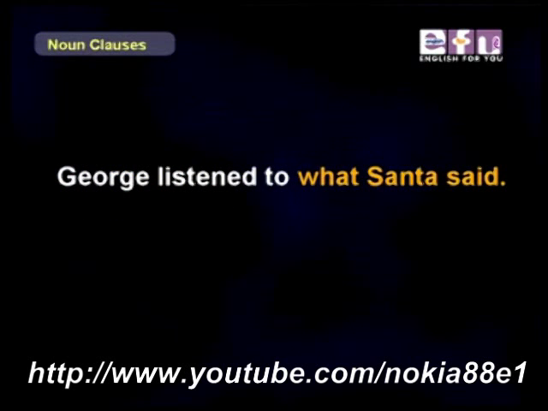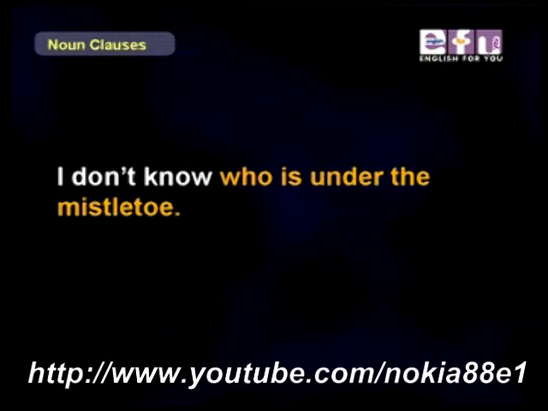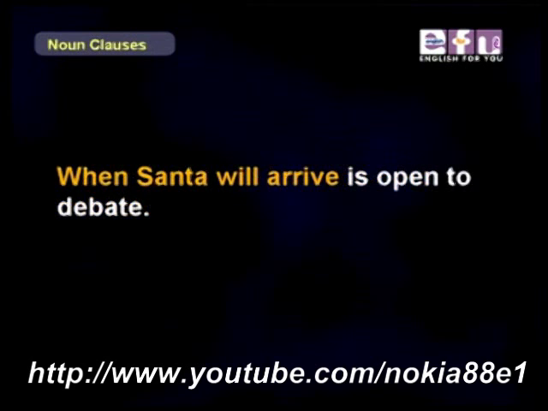In the second sentence, what Santa said is the noun clause, and it's used as the object of the preposition to. In the third sentence, who is under the mistletoe is the noun clause. It's used as the object of the verb know. And in the fourth sentence, when Santa will arrive is the noun clause. It's used as the subject of the sentence.